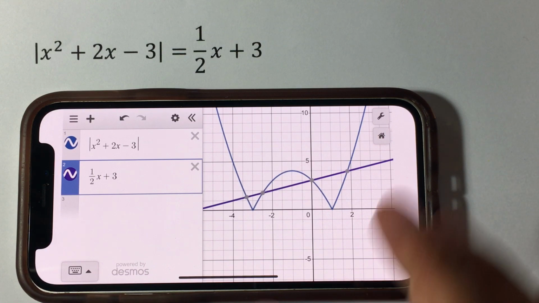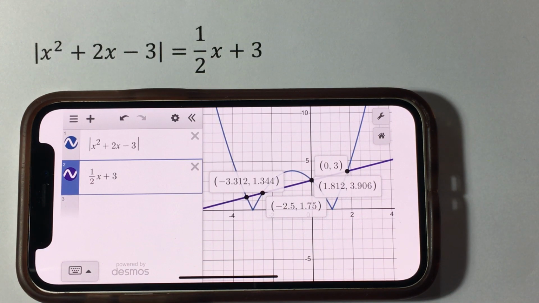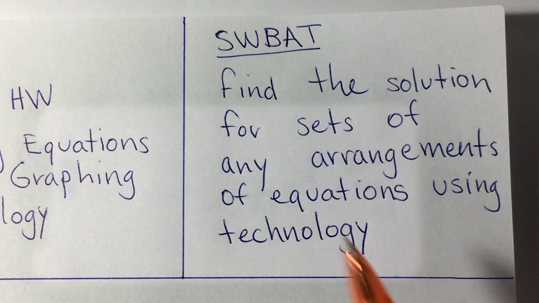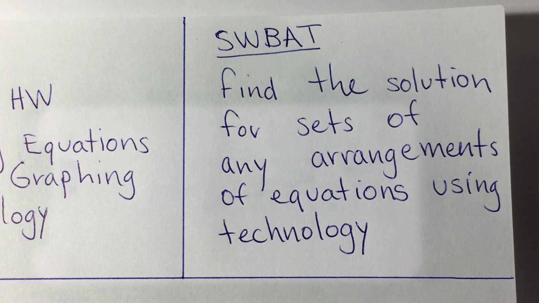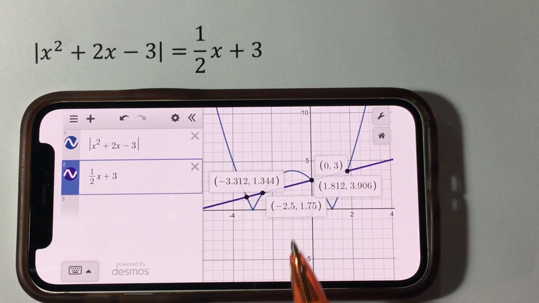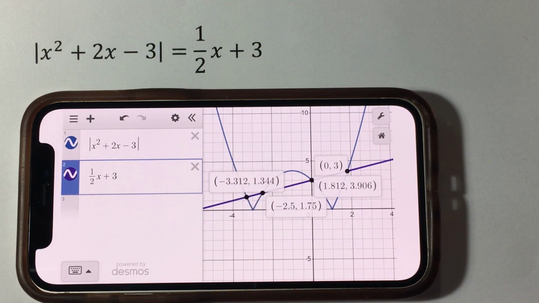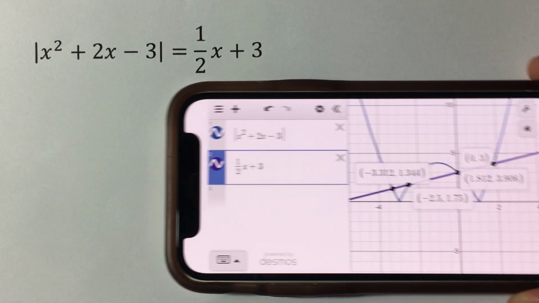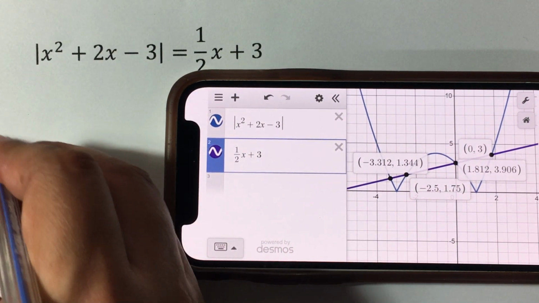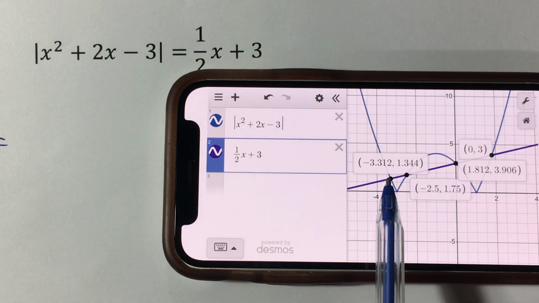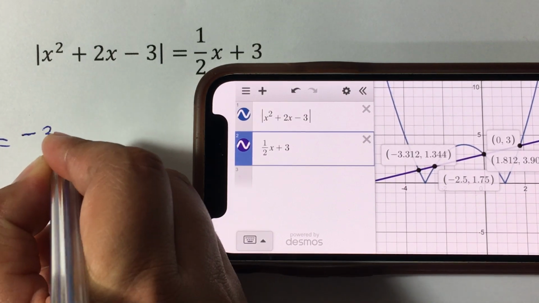So what are we looking for in our graph? What we're looking for is just the x values of where the two equations meet. Let's look at the objective for today. The objective says to find the solution for sets of any arrangements of equations using technology. And in here, what they're saying is, where do the two meet? And again, we're just going to focus on the x values. I already pressed them in there, so let me put in here, x is going to be about negative 3.3 or negative 3.31, depending on what you want to write.